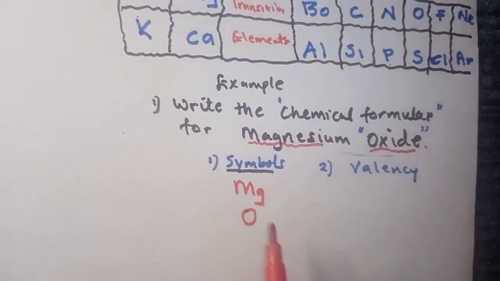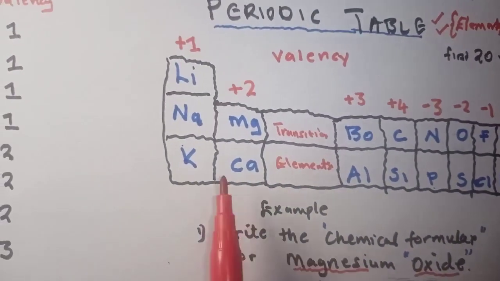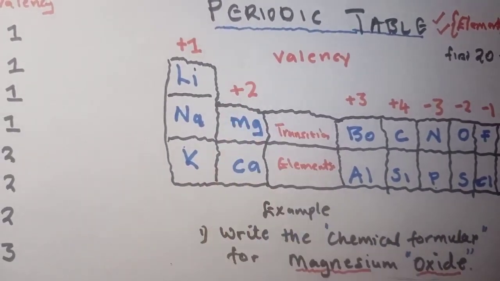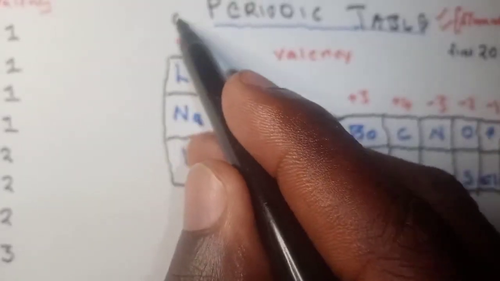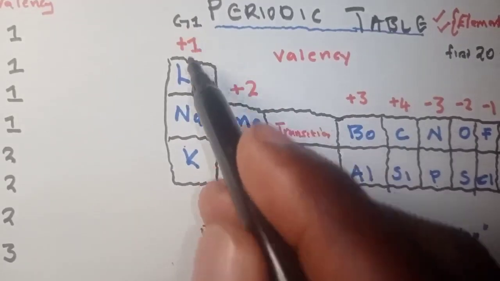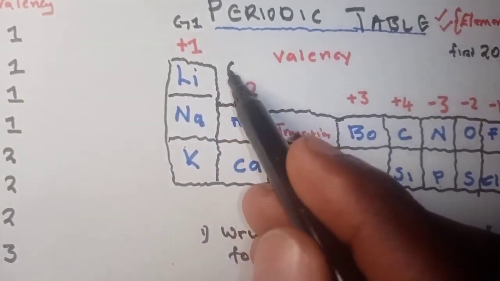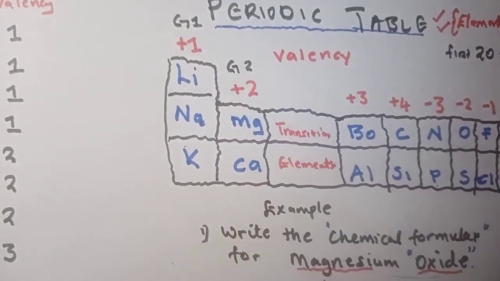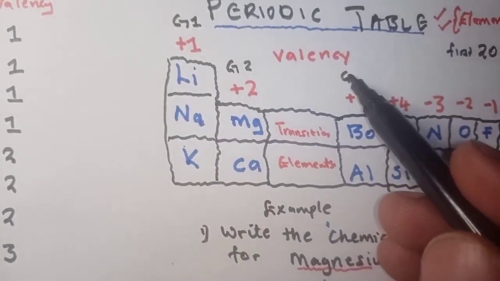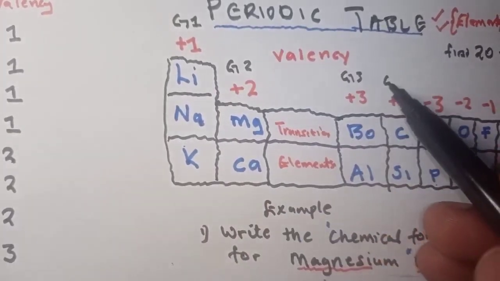Now the valences. What is the valence of magnesium? If you check on your periodic table, these valences I've grouped them. These are called groups. So this is group 1. That is why they have a valence of 1. This is group 2. That is why the valence is 2. This is group 3. This is group 4.